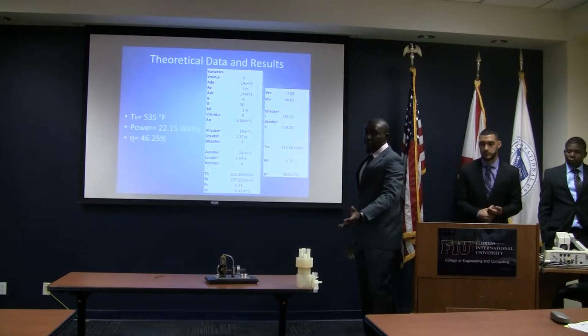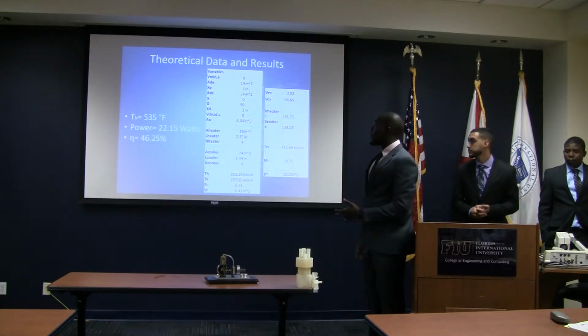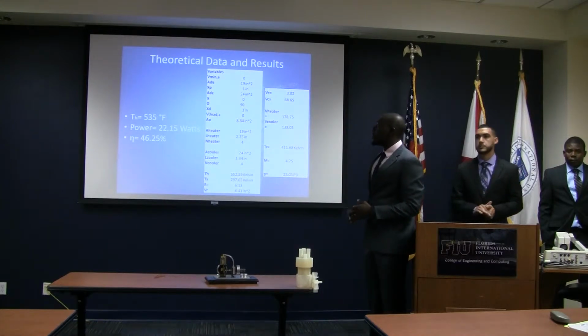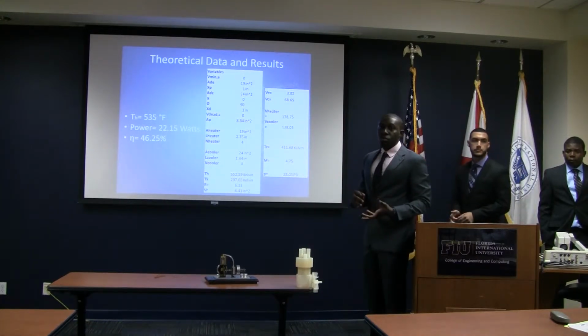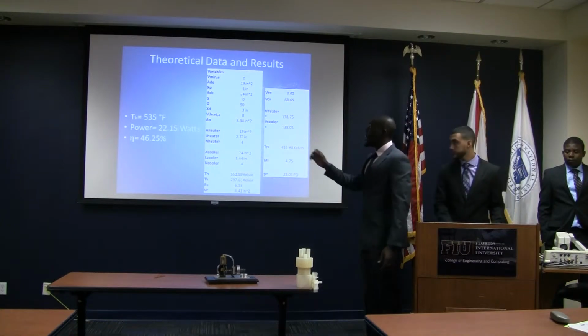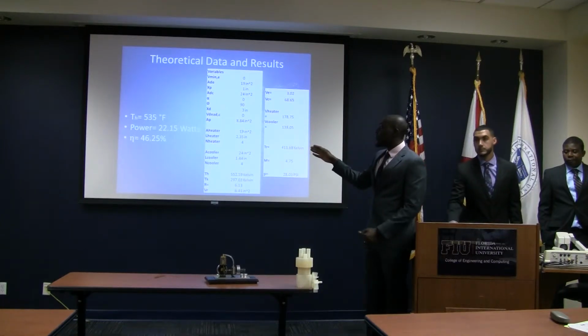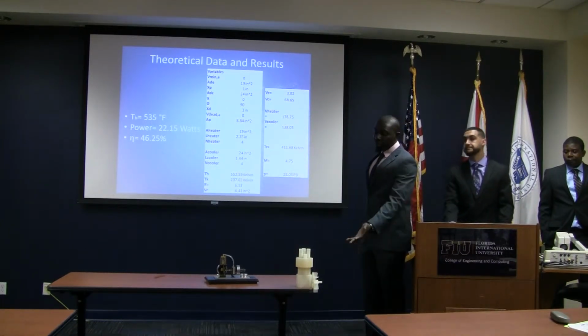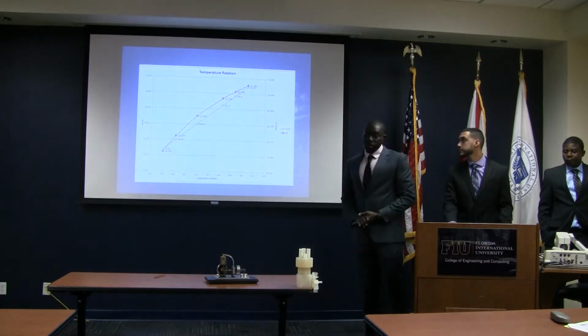This was with this fan design, but also as we go on, we'll explain the other ways we were able to optimize the Stirling engine. And with the efficiency, we got it to be 46.25% with this fan design.